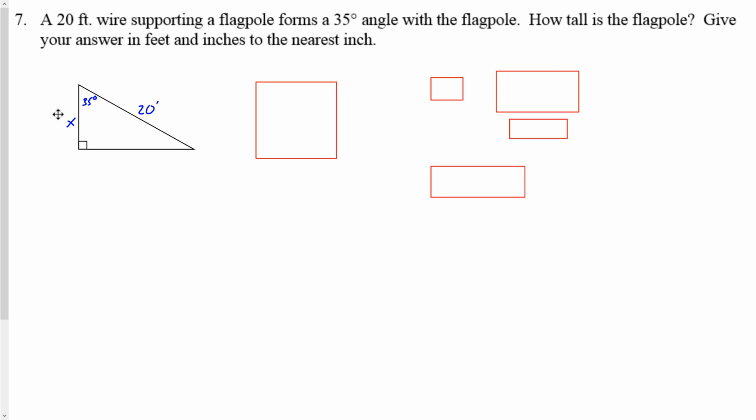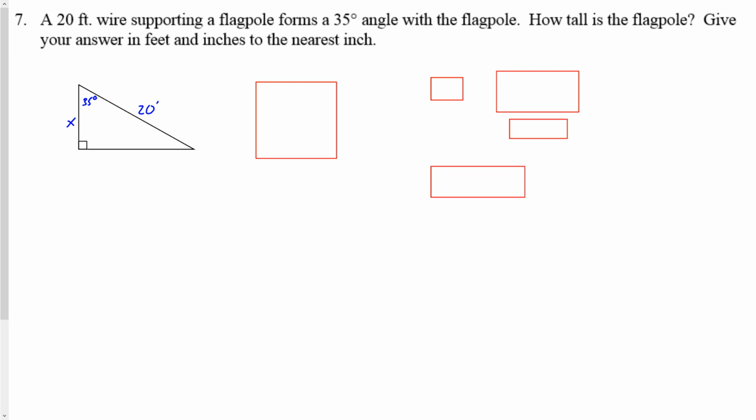So now notice I've labeled my picture. The vertical leg here would represent the flagpole. The diagonal hypotenuse would represent that wire. It's called a guy wire a lot of times. This wire that's supporting the flagpole. The 35-degree angle is formed by the wire and the flagpole, so it's up here in the top corner. And I'm trying to figure out the height of that flagpole, so my x variable goes on that vertical leg.